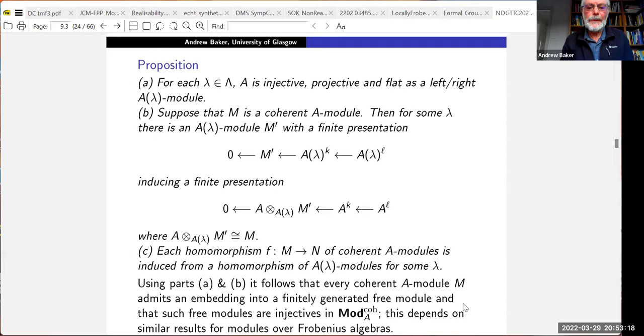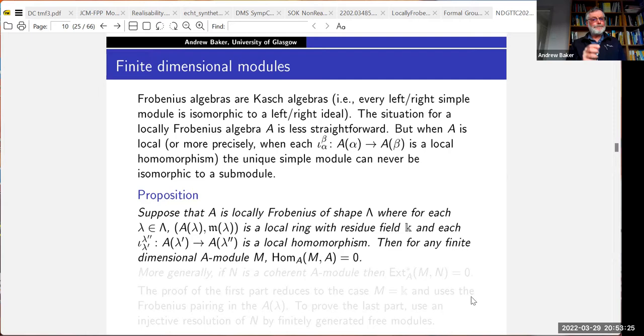Now, Frobenius algebras are what are called Kasch algebras. That means that if you have a simple module, it has to be isomorphic to a left or right, depending on which sort of modules we're talking about, ideal in the algebra. So Frobenius algebras themselves have that property that simple modules are sitting inside the actual algebra.